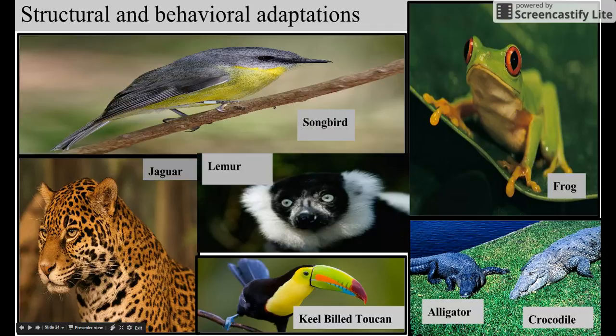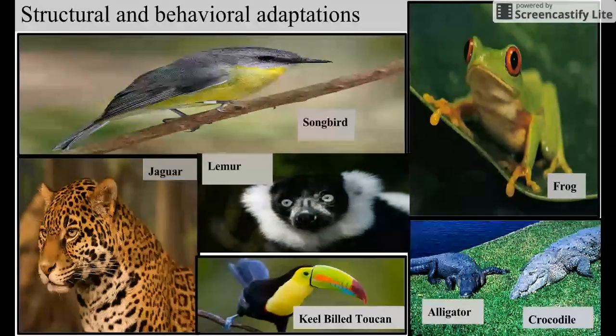Some of the structural and behavioral adaptations I'm about to talk about you'll need to know for your test. Toucans are brightly colored. The lemur is a beautiful creature. Songbirds can chirp. The jaguar is obviously camouflaged, but this poison dart frog, as cute as he may seem, is very brightly colored. Remember, bright colorations that warn predators to stay away are called warning colorations.